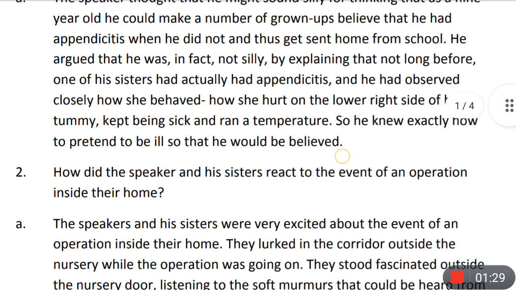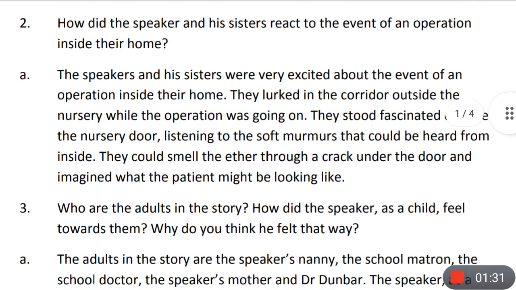Now we have second question. Question number 2. How did the speaker and his sisters react to the event of an operation inside their home? Answer. The speaker and his sisters were very excited about the event of an operation inside their home.